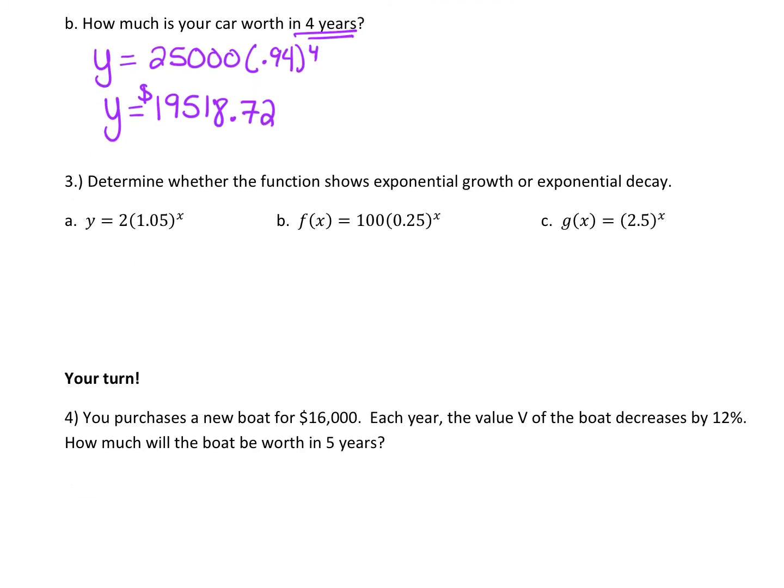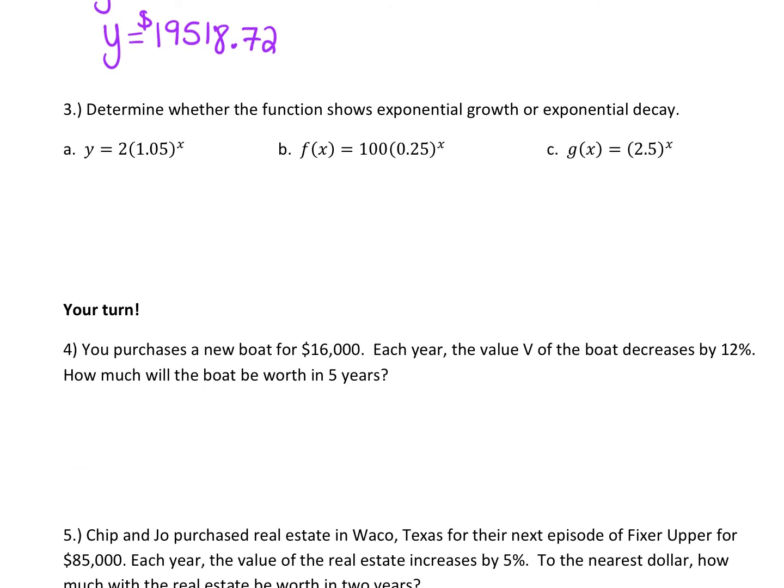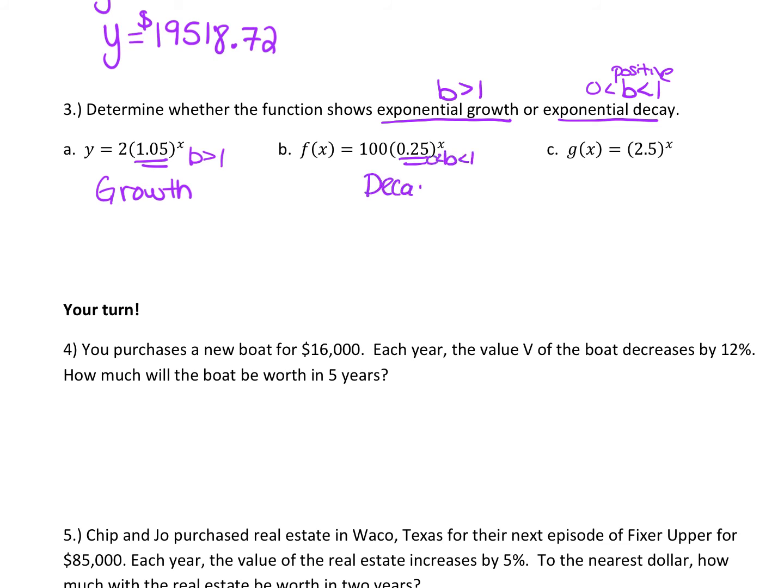All right, 3 says determine whether the function shows exponential growth or decay. So remember when we talked about growth, our b value was greater than 1. When we talked about decay, our b value was less than 1 but still greater than 0. So it's always going to be positive. So if I look here, my b value is what's in parentheses. Since my b is greater than 1, this represents a growth equation. Since my b is less than 1 but bigger than 0, this represents a decay equation. And again, in this case, my b is greater than 1 again, so this represents a growth equation.